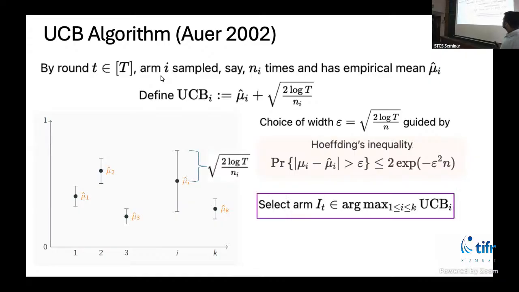And the algorithm is simple: we just select the arm I_t which has the highest index. That will select the arm which has the highest mean plus this confidence term.